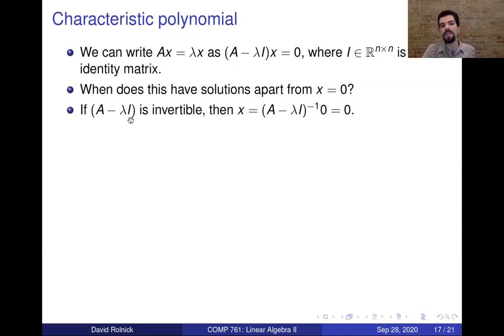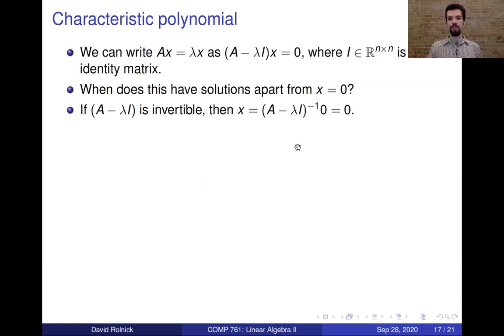So if A minus lambda I is invertible, then we could just multiply both sides by its inverse. Great. And we have a unique value, which is x equals this thing's inverse times 0. Oh, shoot, x equals 0. So x isn't an eigenvector. No eigenvector can be the 0 vector. So if we hope to have an eigenvector here, we can't have A minus lambda I be invertible. It has to be non-invertible.